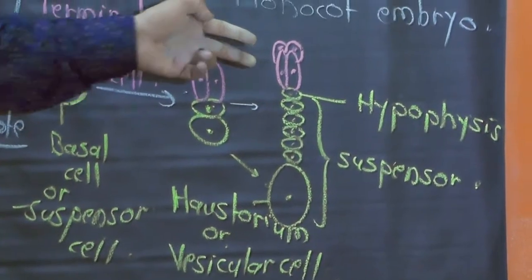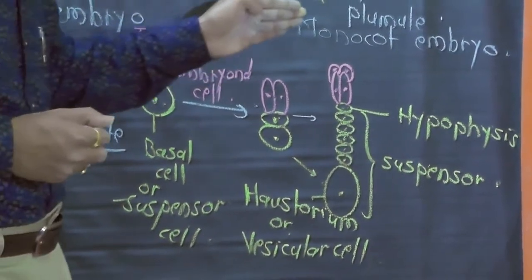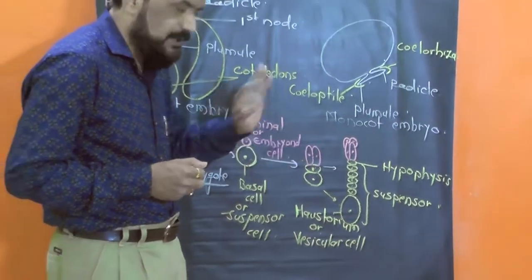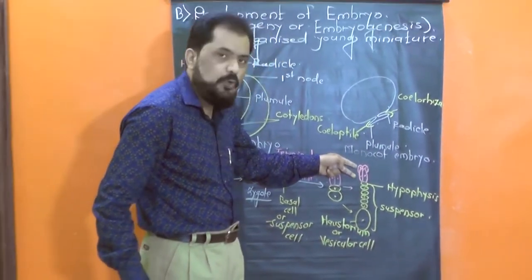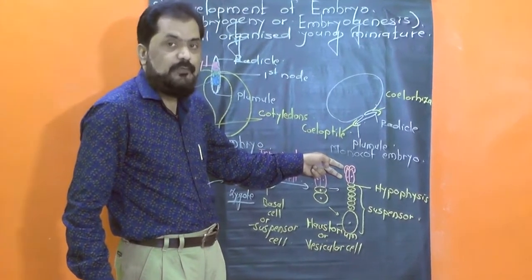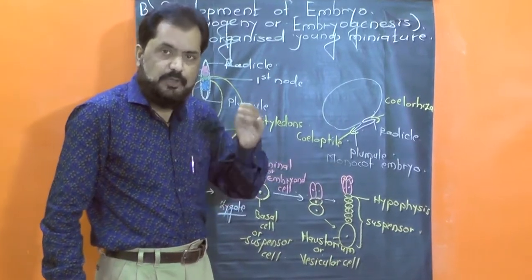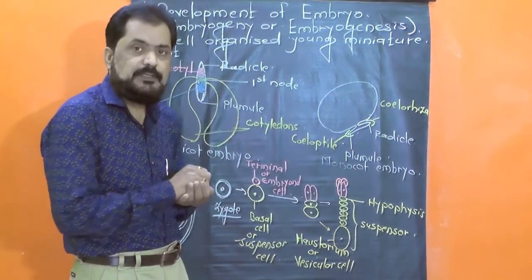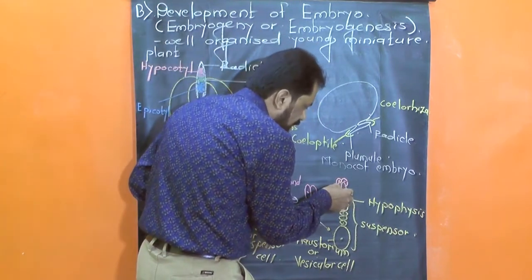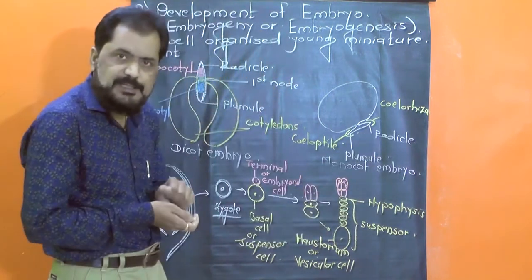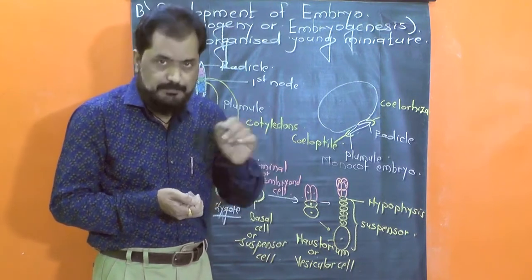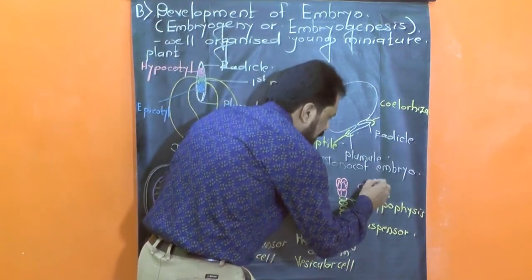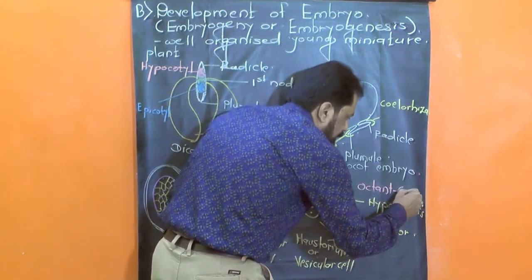Is that clear? Actually this embryonal cell divides, redivides and gives rise to the embryo proper. That's why this cell is said to be the embryonal cell. Now this group of 4 cells is known as the 4-celled stage of embryo, and these 4 cells further divide transversely to form a group of 8 cells. It is known as the octant stage of embryo. Octa stands for 8. So now here is a formation of the octant embryo, or octant stage of embryo.